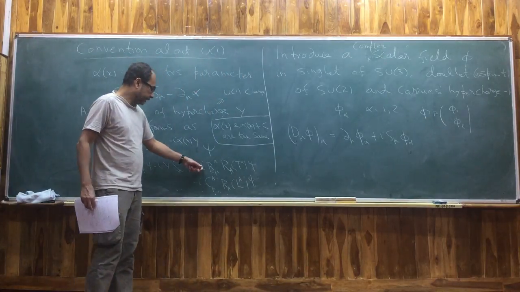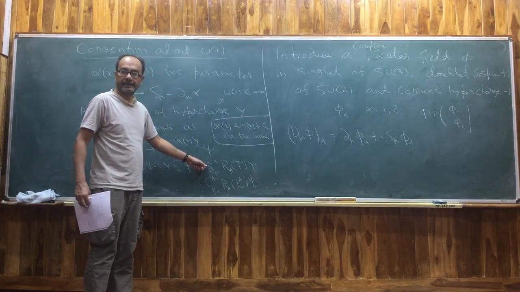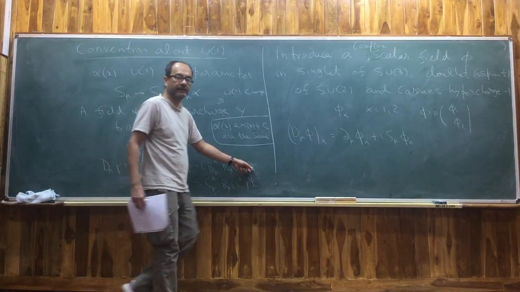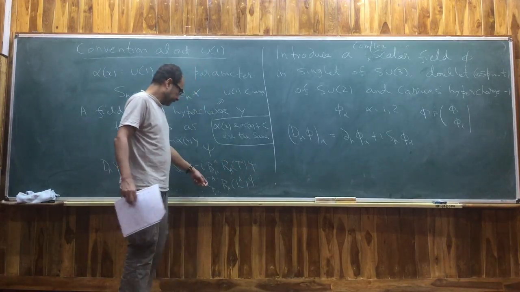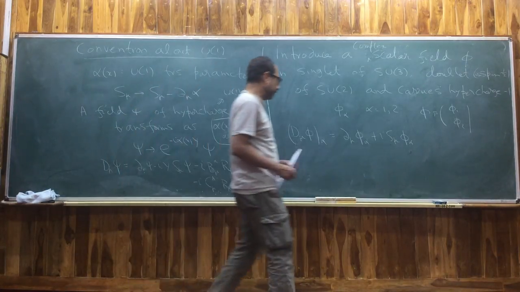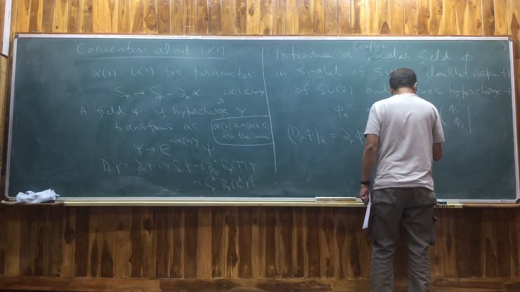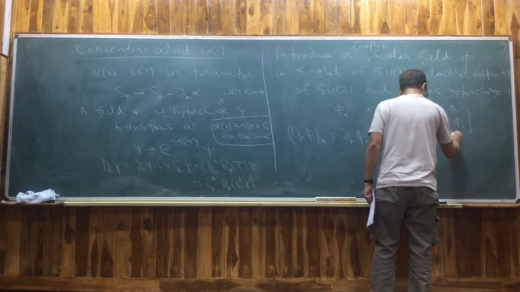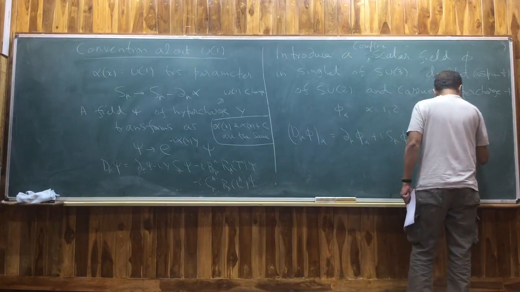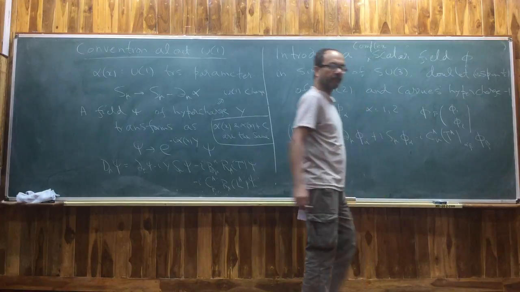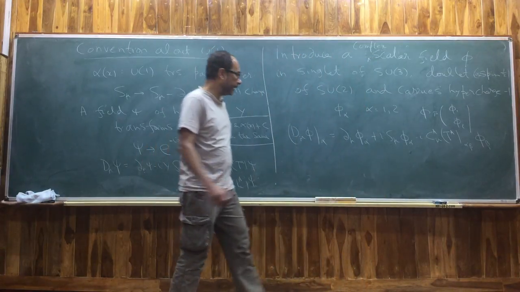What about this one? This one is 0, because this is the SU3 generator. The SU3 generator acting on phi is 0 because it's a singlet. This one will be there, and this is the fundamental, so I just write minus i C mu T A alpha beta phi beta.